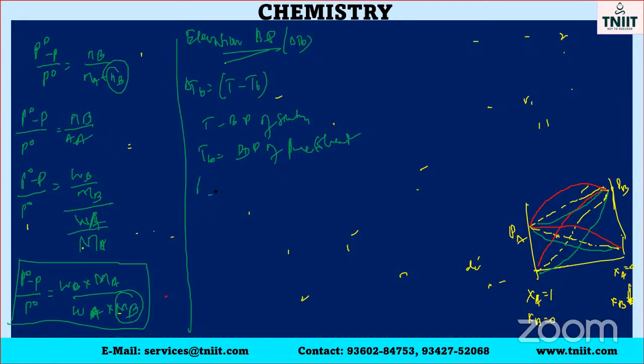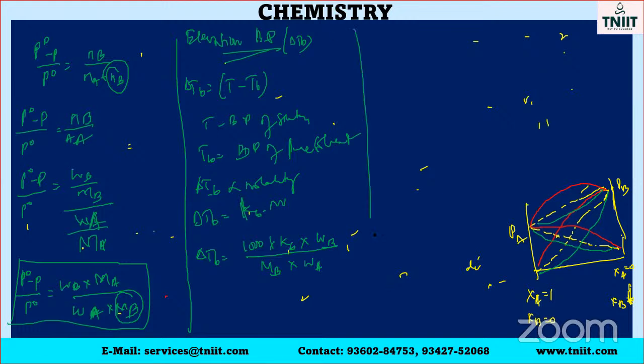So delta TB is directly proportional to molality. So delta TB is equal to Kb into molality. Kb is called the molar elevation constant. We can calculate delta TB by the formula 1000 into Kb into Wb, weight of the solute, divided by Mb, molecular mass of the solute, into Wa. A is the solvent.